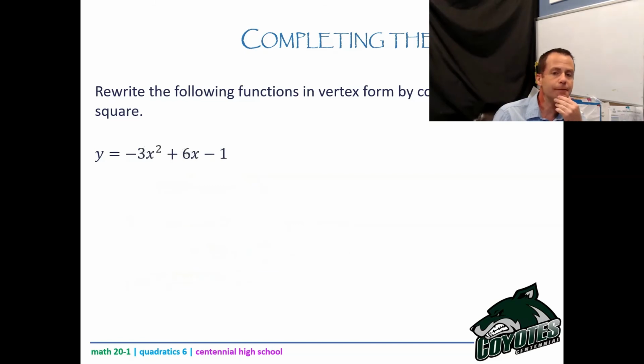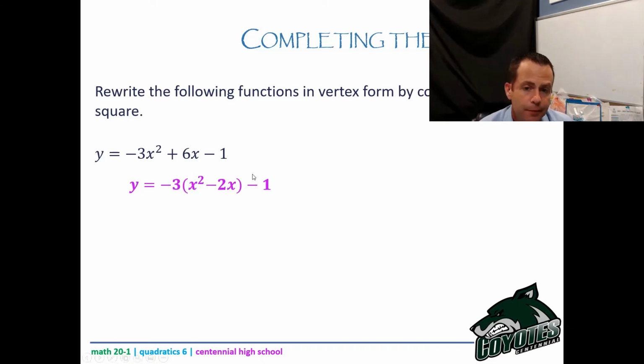All right, negative 3x squared plus 6x minus 1. So I've got to factor that negative 3 out of the first two terms. A reminder, you're factoring out a negative, so that will also switch the signs. That's going to give me negative 3 on the outside. In brackets, I'll have x squared minus 2x. And then I've got that negative 1 that's along for the ride right now.